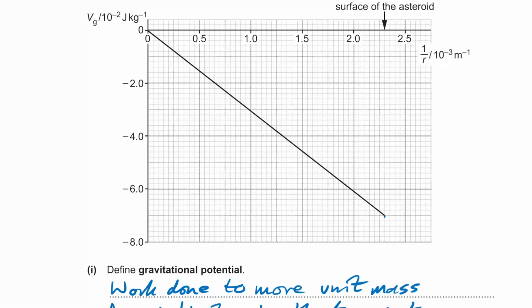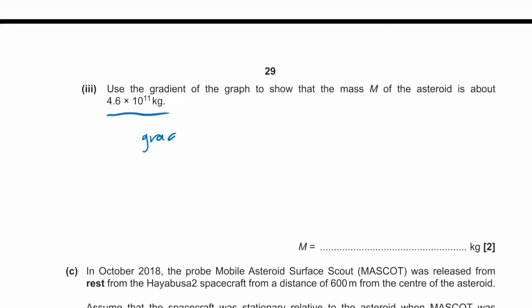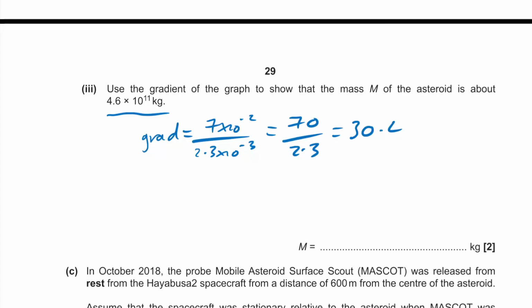Let's get a gradient then, shall we? So we have 7 times 10 to the minus 2 here. And here we have, what's that, 2.1, 2.2, 2.3 times 10 to the minus 3. So the gradient is equal to 7 times 10 to the minus 2 divided by 2.3 times 10 to the minus 3, or in other words, 70 divided by 2.3. And we end up with, well, it is minus, but we don't really care. We only care about the magnitude, really. So 30.4 for the gradient.